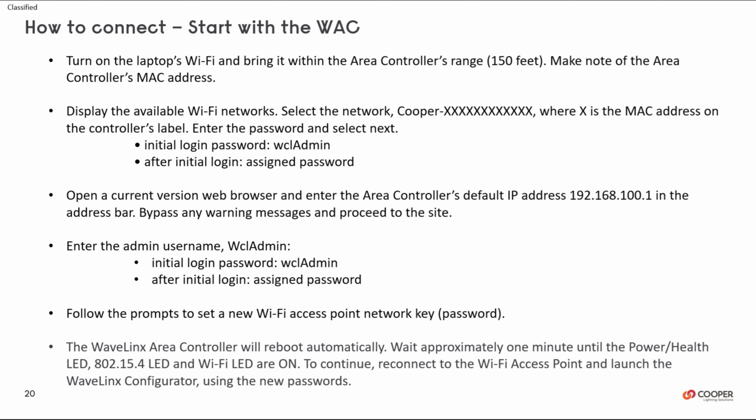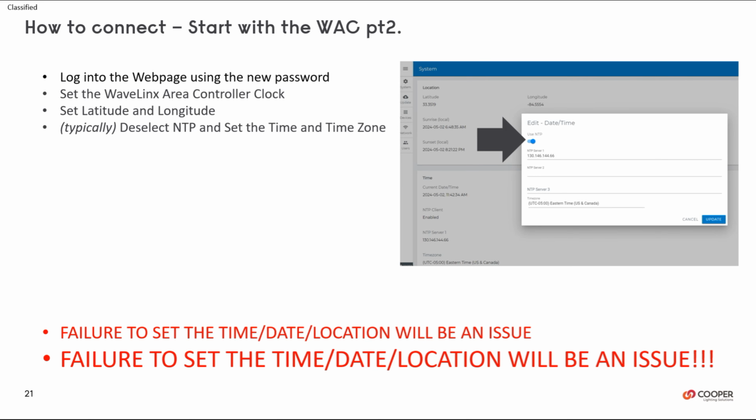We're going to start by connecting with the WAC. Make sure that your laptop Wi-Fi is connected to the WAC's access point. Note any change of password necessary, and then wait for it to reboot. Upon reboot, log into the web page using your new password. Set the WaveLinx area controller clock.